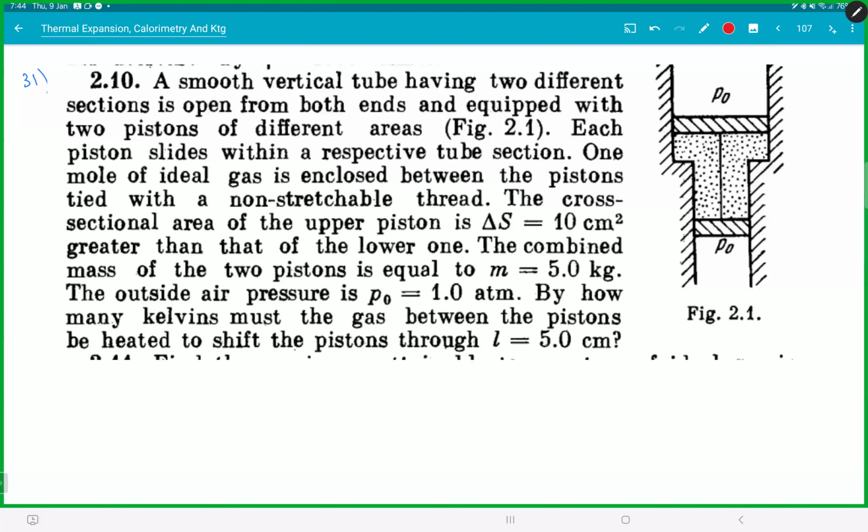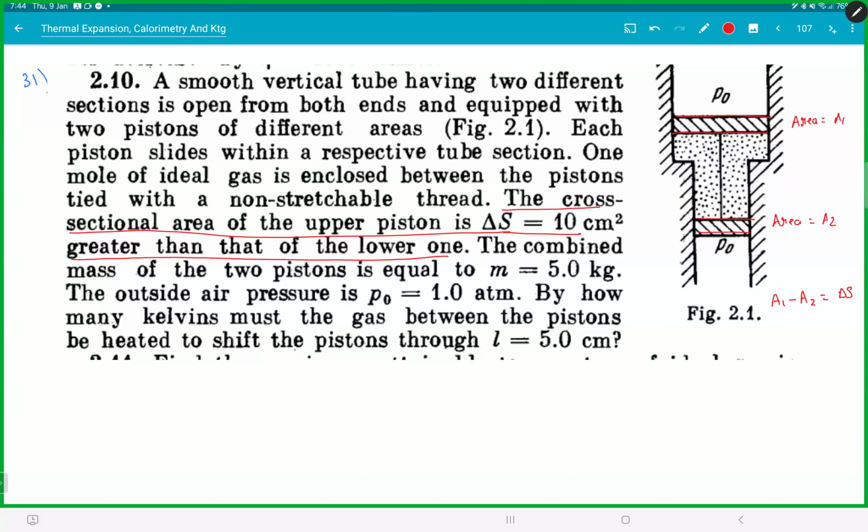Now see. So did you get the question? So we have a vessel like this, which is smooth. Inside you kept two pistons. This area is A1. They didn't give it. This area is A2. This also is not given. But what is given is the difference in area. He says the cross-sectional area of the upper piston is delta S greater than the lower piston. So what he gave is A1 minus A2 is delta S.